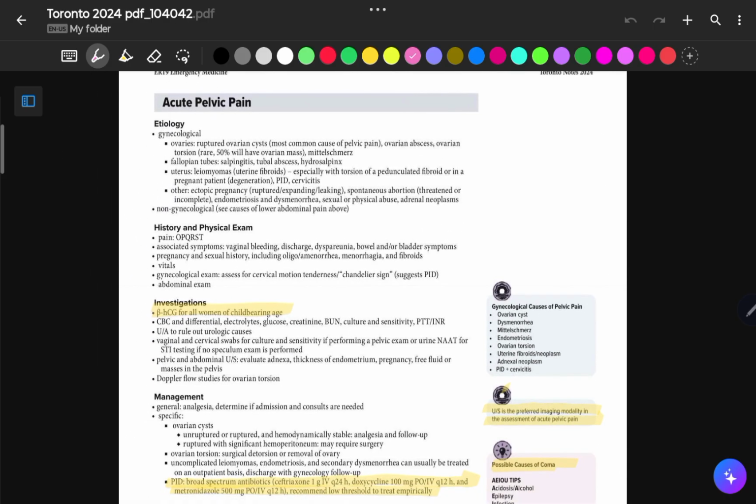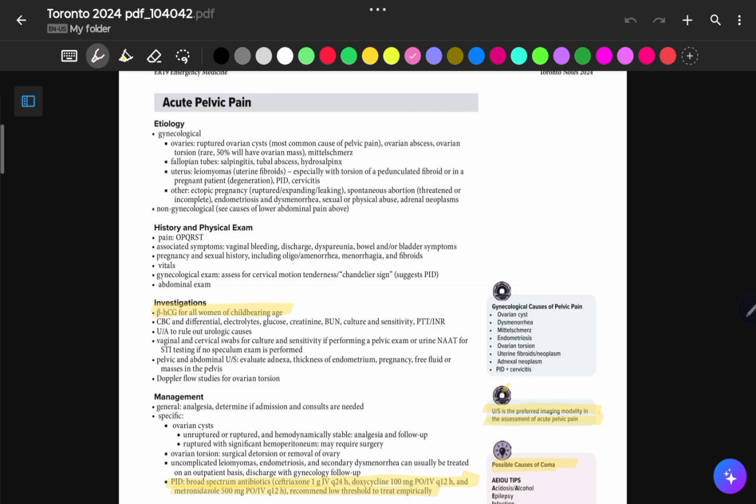So, patient presenting with acute pelvic pain. Remember, with acute pelvic pain, the first thing you want to do is your beta-hCG for all women of childbearing age, right? It could be a variety of things, from a ruptured ovarian cyst, which is the most common cause of pelvic pain. Okay, it could be an ovarian abscess, usually a bit rare.